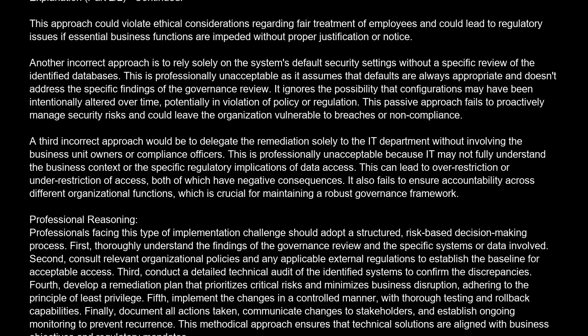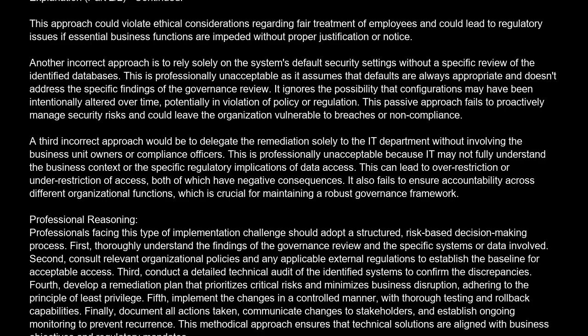Another incorrect approach is to rely solely on the system's default security settings without a specific review of the identified databases. This is professionally unacceptable, as it assumes that defaults are always appropriate and doesn't address the specific findings of the governance review. It ignores the possibility that configurations may have been intentionally altered over time, potentially in violation of policy or regulation.